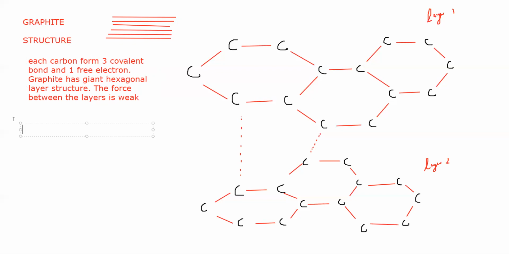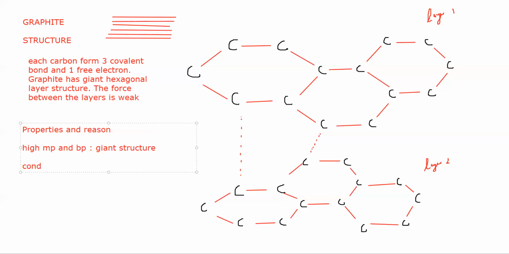Then what are the properties with the reason? If I say it has a high melting and boiling point, what is the reason for that? If a compound has a high melting or boiling point, it will have a macromolecular or giant structure. So whenever there is a giant structure, the compound will always have a high melting and boiling point.